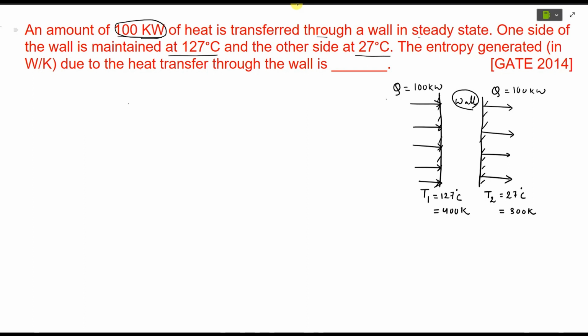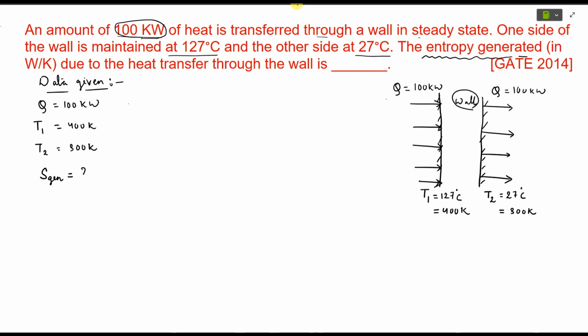So let's write down all the data here. The data given are Q equal to 100 kilowatt, temperature T1 equal to 400 Kelvin, and T2 equal to 300 Kelvin. Now see, in this question we need to calculate the entropy generated. So the entropy generated, that is S subscript GEN, S generated. This we have to calculate.